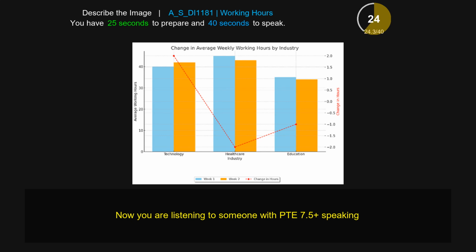And the working hours in technology show the maximum of 40 hours, whereas healthcare shows 25 hours, and education. Overall, the image tells us about the change in average weekly work hours by industry, which is very helpful for me.